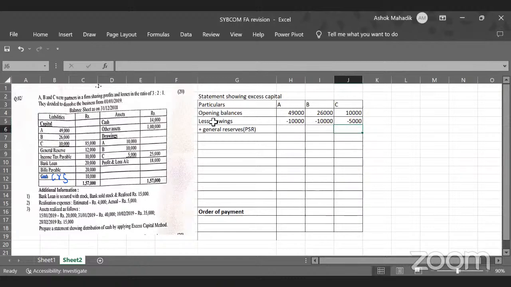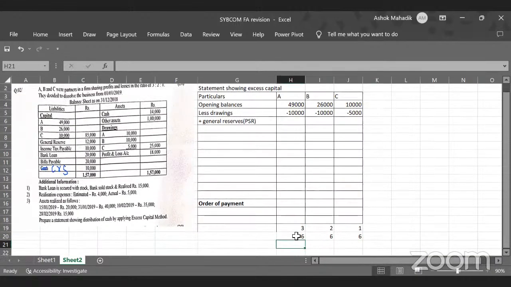Then we have general reserve 12,000. Distribute this in PSR. What is PSR? Tell me PSR. PSR is 3:2:1. So total 3 plus 2, 5 plus 1, 6. So 3/6, 2/6, and 1/6. Okay. Clear? So this is the ratio in which we have to distribute general reserve.